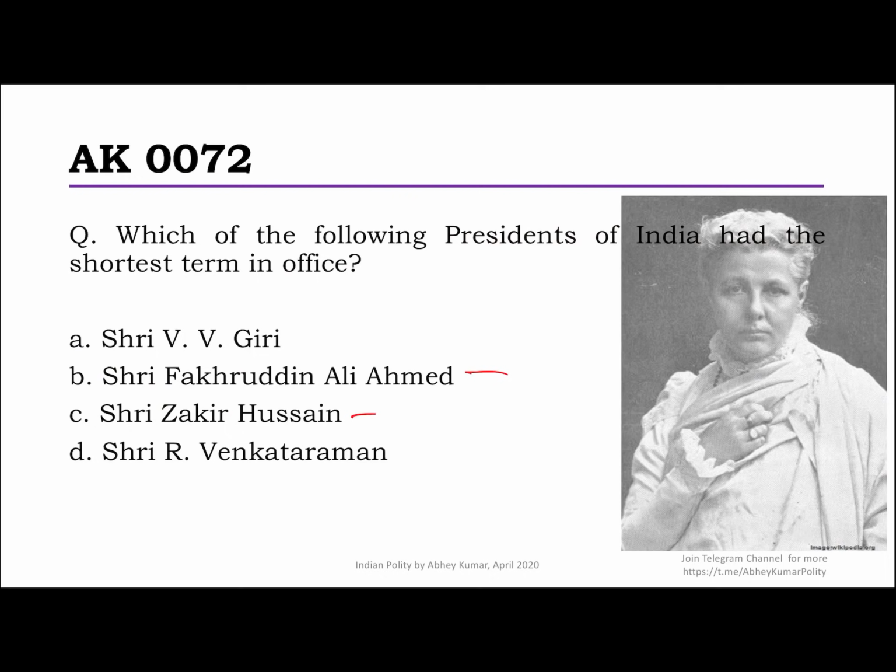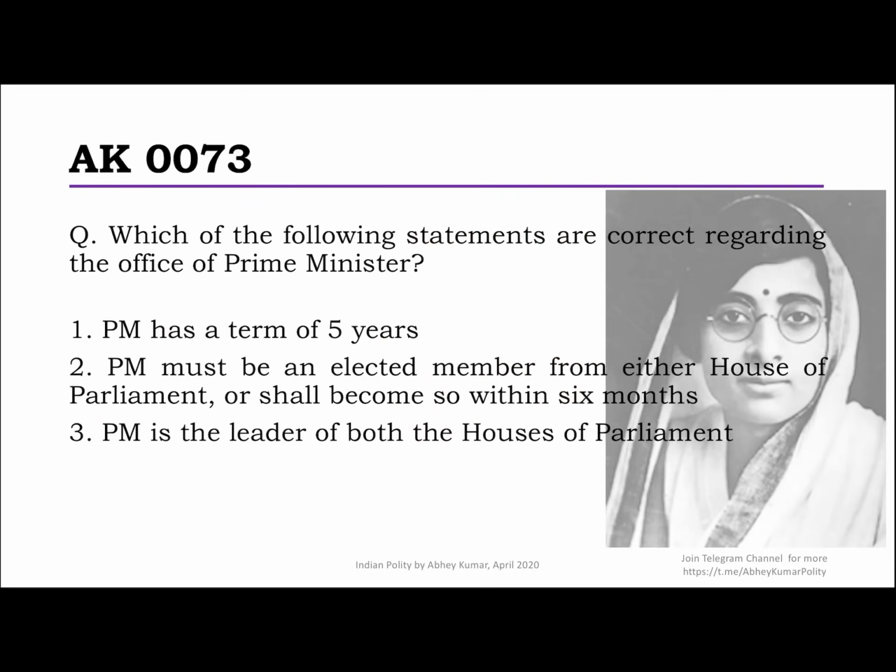Now, matter of fact, Zakir Hussain had a term of 24 months, while Mr. Fakhruddin Ali Ahmad had a term of 30 months. So the correct answer here should be Mr. Zakir Hussain. So that's your correct answer, which not many of you got right. Anyway, next is which of the following statements are correct regarding the office of the Prime Minister?